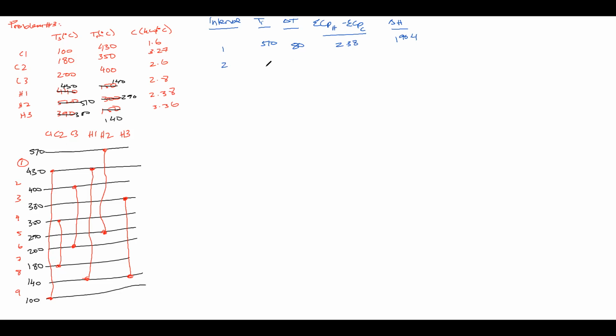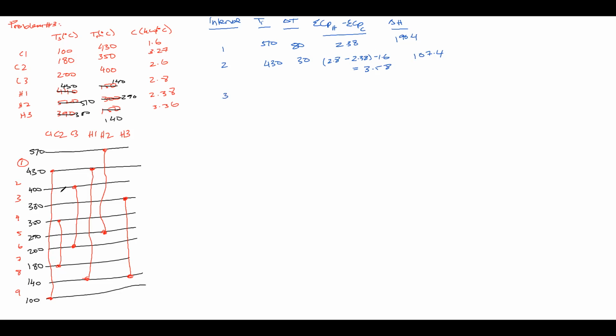Similarly, interval 2, initial temperature is 430, delta T is 30. Summation of CP hot minus CP cold is H1 plus H2, the summation of CP hot. So H1 I have 2.8, H2 I have 2.38 minus CP cold, which is C1, 1.6, and this will be equal to 3.58, and if I multiply 3.58 by 30, I get 107.4.